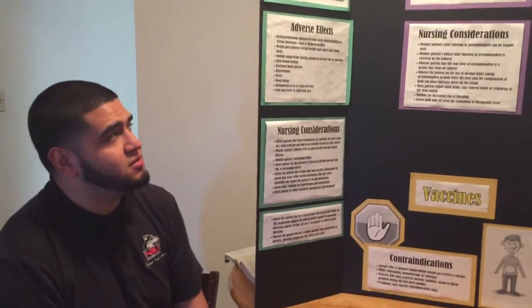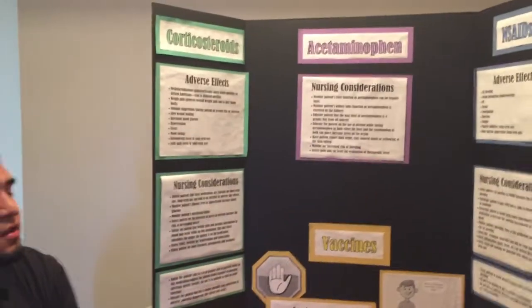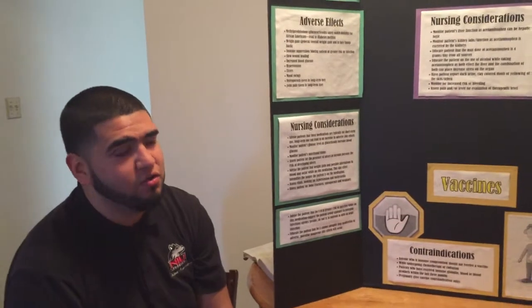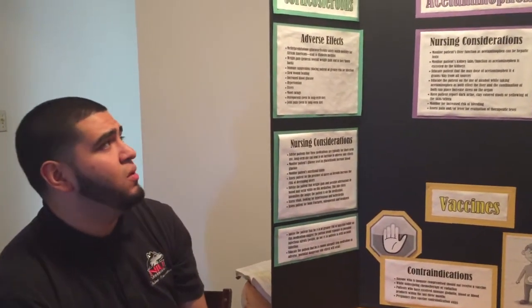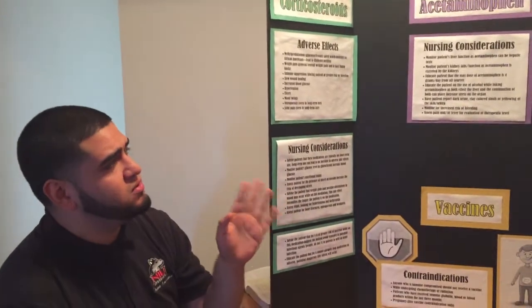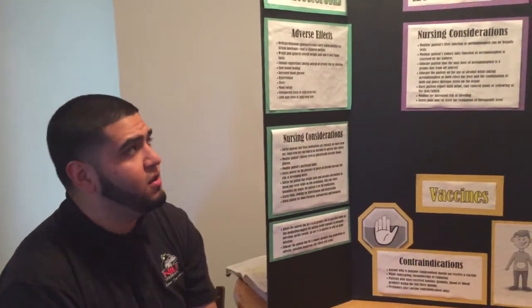The next medication I wanted to talk about is acetaminophen. This is everybody's favorite over-the-counter drug. You could get this at any Walgreens, any CVS. Self-explanatory. So the mechanism of action between acetaminophen and NSAIDs is a little bit different.